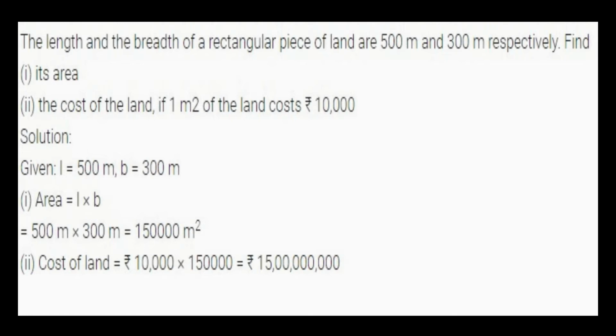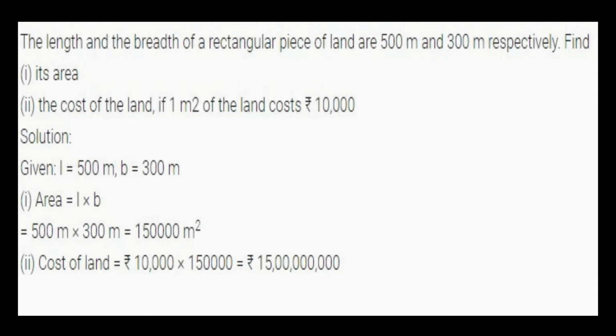Again, if we have to find out the cost of the land, what we need to do? The cost of 1 meter square is given as 10,000. So, simply by the unitary method, if the cost of 1 meter square of land is rupees 10,000, then what will be the cost of 1,50,000 meter square? It should be multiplied by 10,000, right? So rupees 10,000 must be multiplied with 1,50,000, and here it is the result.